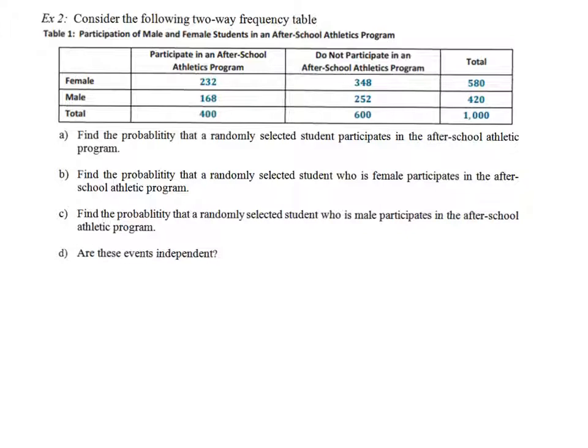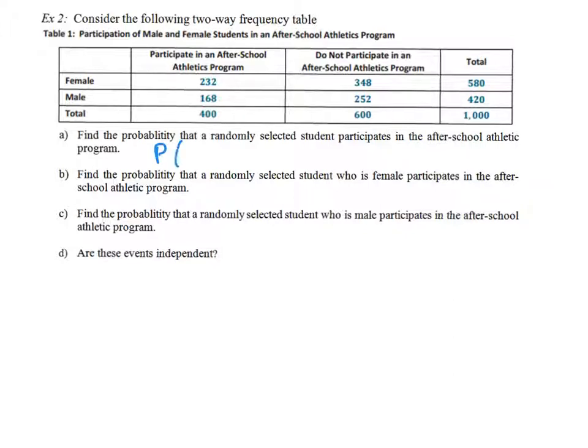Looking at this new table, a new two-way frequency table in example number 2, it says I've got male and female students in an after-school athletic program. So we can look at the numbers and we see that this is a hypothetical 1,000 table. So it's as though I asked 1,000 students and this is how many of them would have answered in all of these different ways. So the first thing I want to do is find the probability that a randomly selected student does participate in after-school activities.